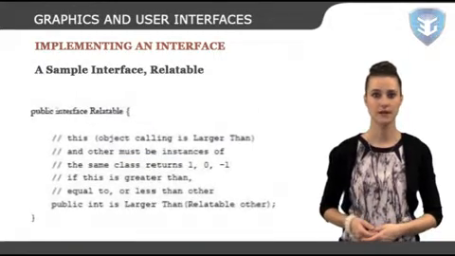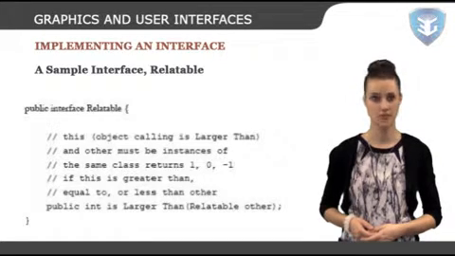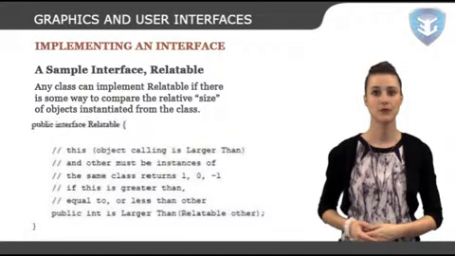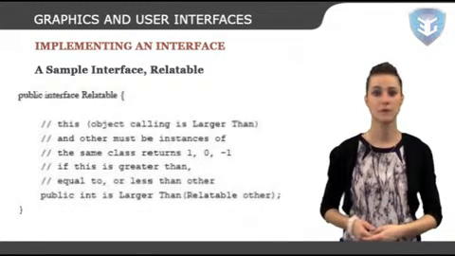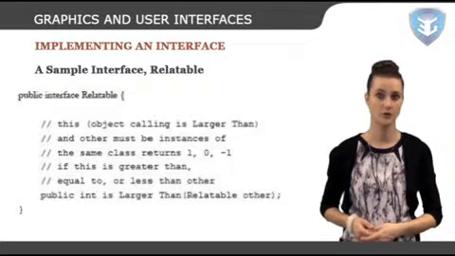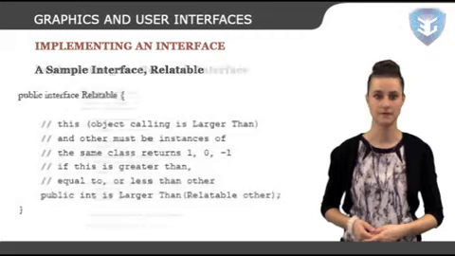A sample interface, Relatable. Consider an interface that defines how to compare the size of objects. An example is shown here. Any class can implement Relatable if there is some way to compare the relative size of objects instantiated from the class. For strings, it could be the number of characters. For books, it could be the number of pages. For students, it could be weight, and so forth. For planar geometric objects, area would be a good choice, while volume would work for three-dimensional geometric objects. All such classes can implement the isLargerThan method.